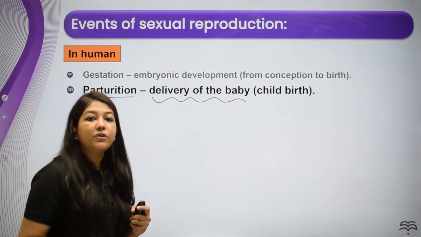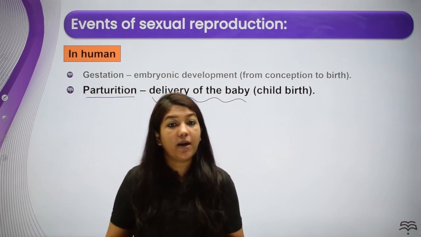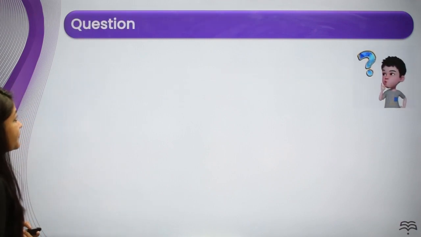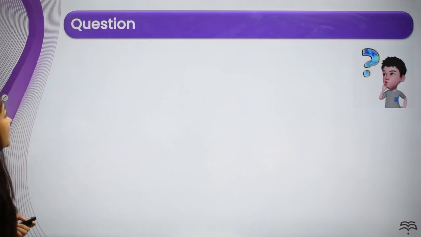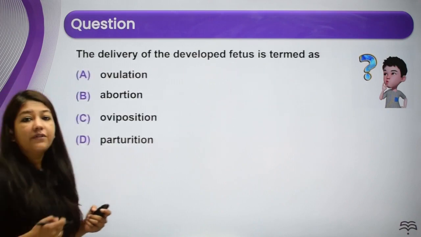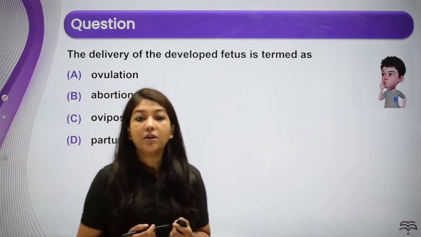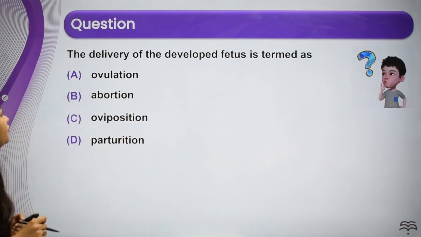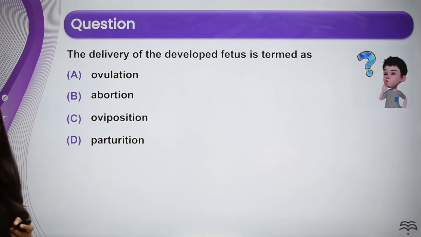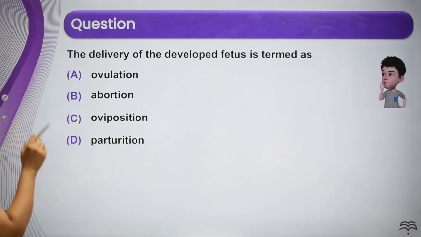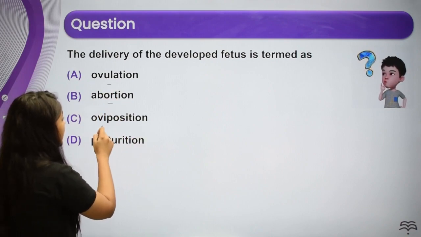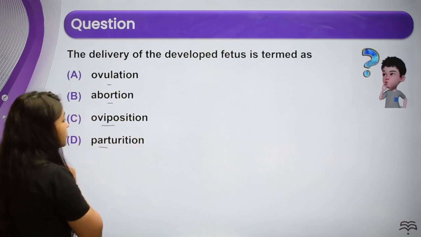Once the development of the baby is complete, what is going to happen? The baby is going to come out, right? Now it is question time. Whatever we have seen in this particular lecture, based on that we will do some questions. So the first question is: delivery of the developed fetus is termed as. We just saw that, right? Look at the options: ovulation, abortion, oviposition, parturition.